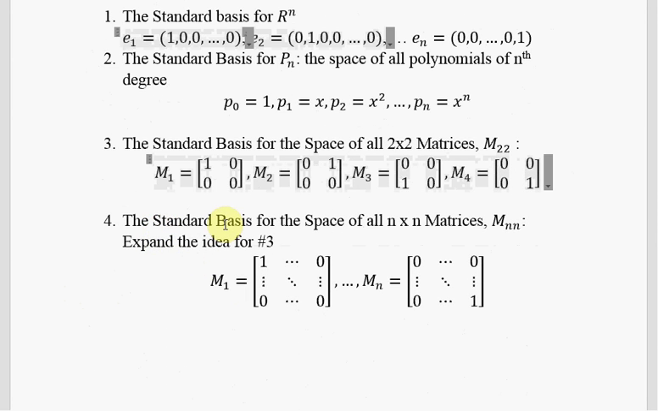So here the standard basis for the space of all n by n matrices, you just expand number 3 out. And so you get matrices that have a 1 in them, but zeros everywhere else. That 1 is going to hold each position. Let me give an example.